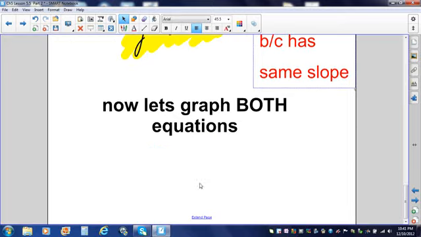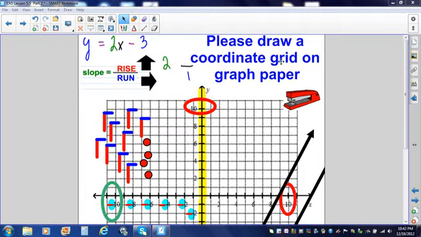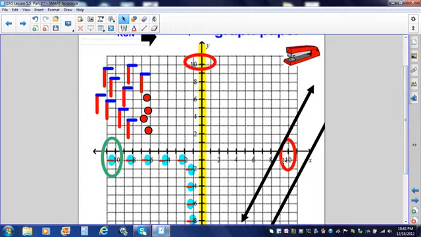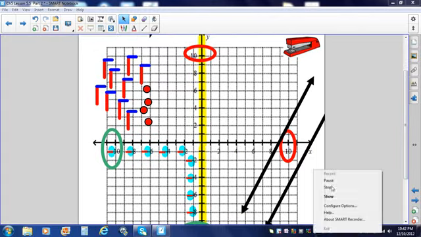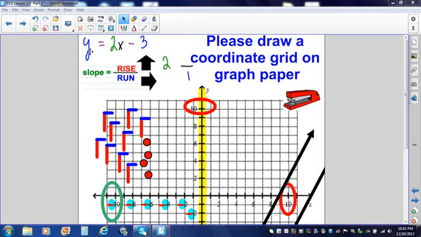Now let's graph both equations. Please take out a piece of graph paper and draw a coordinate grid on your graph paper. You're going to go to the right 10, up 10, left 10, and down 10. Let's first graph the equation y equals 2x minus 3. Remember that your slope here is 2 because 2 touches the variable x. So I have a rise of 2. I make a denominator of 1. So my rise is 2, my run is 1.